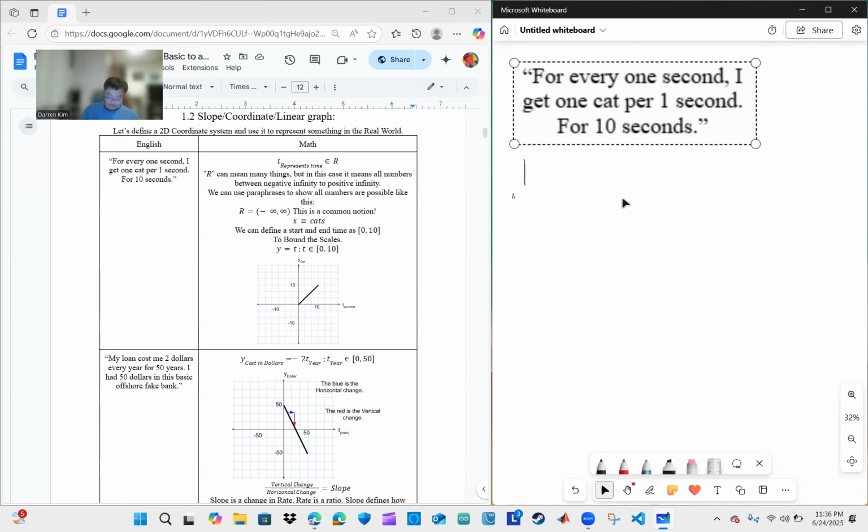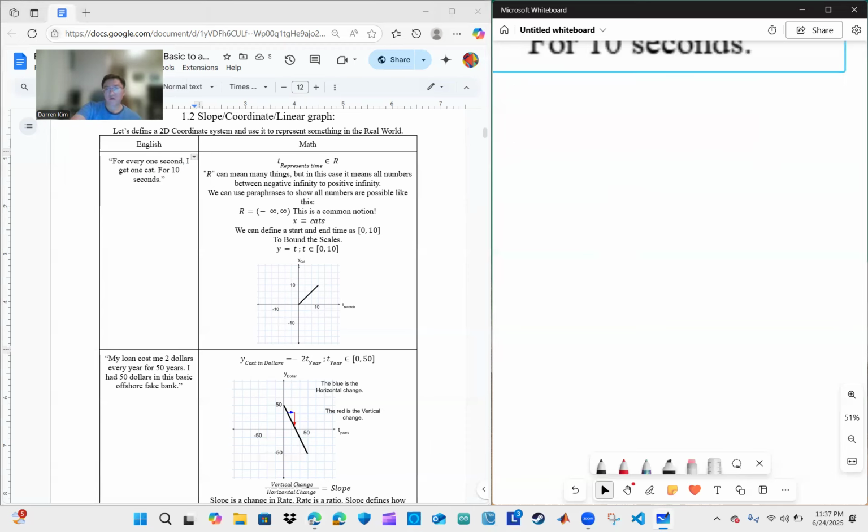Let me just erase all this then. For every 1 second, I get one cat per 1 second. For 10 seconds. Delete this part. I'm not gonna wait for that again. I'm gonna make it a little bit smoother over here, and over here too.